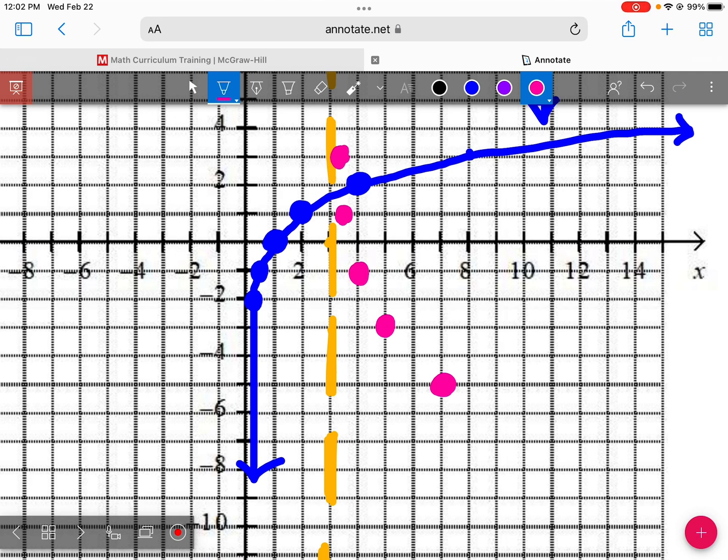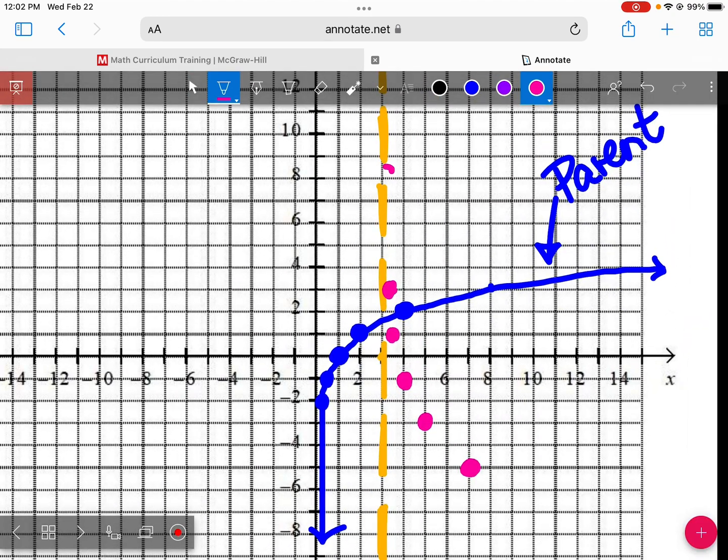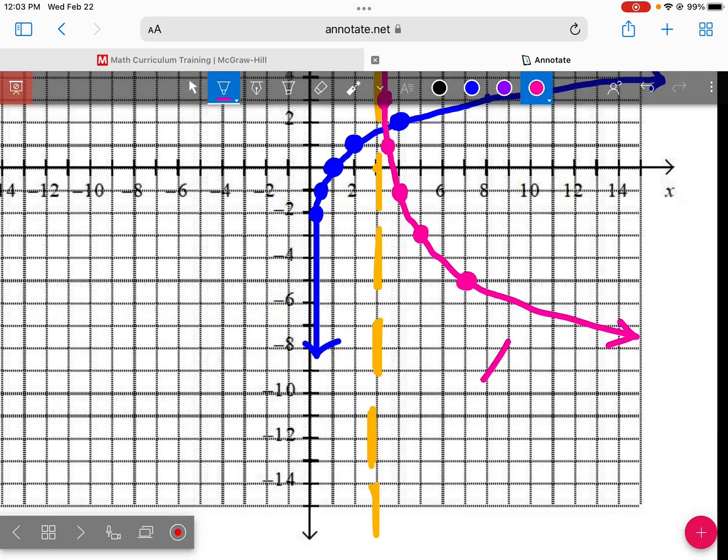Which way is this curving? As I go from left to right, the dots that are closest to the asymptote are up at the top. It's going to curve down through these points here. Here's the transformation.